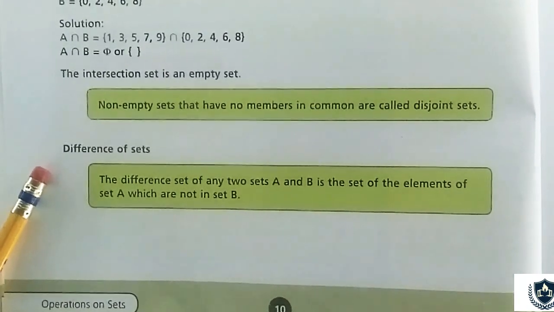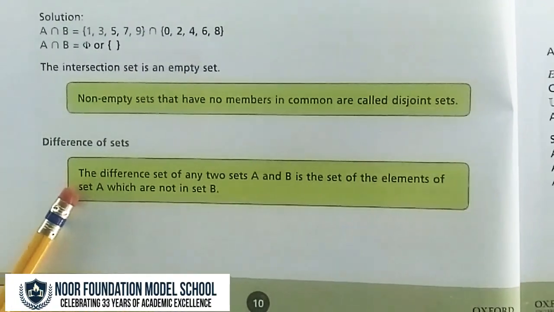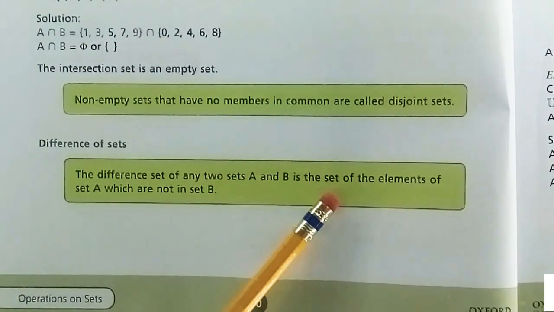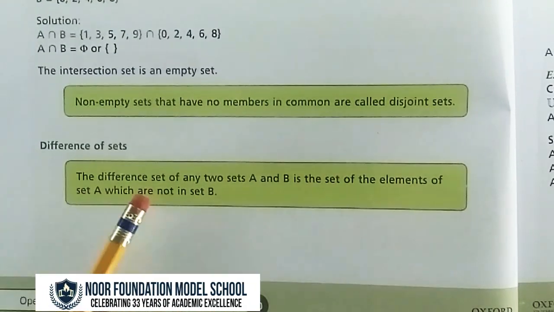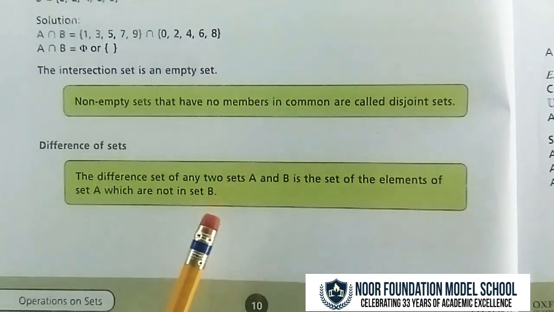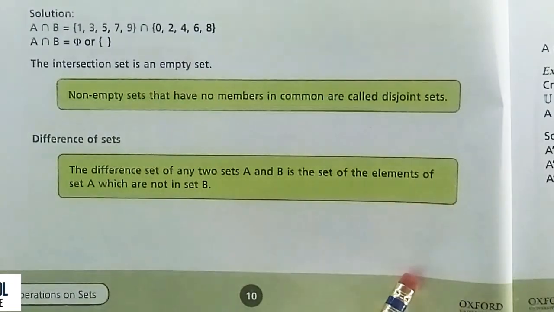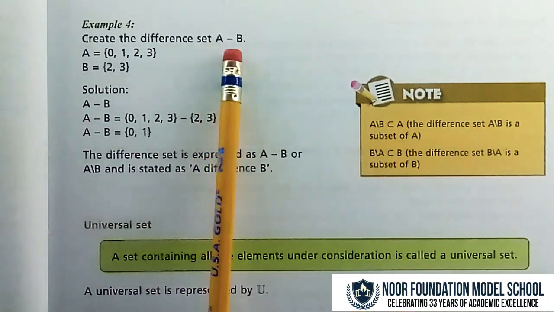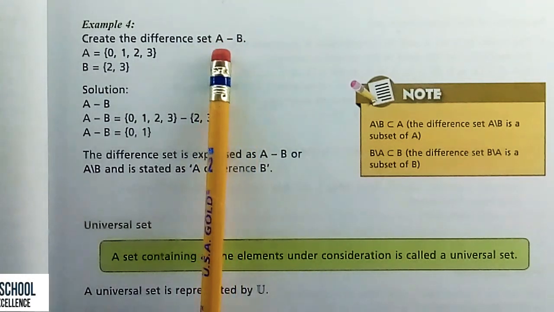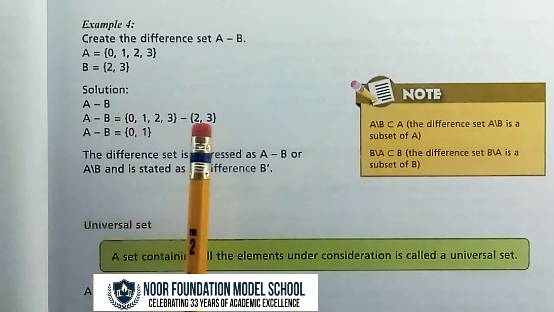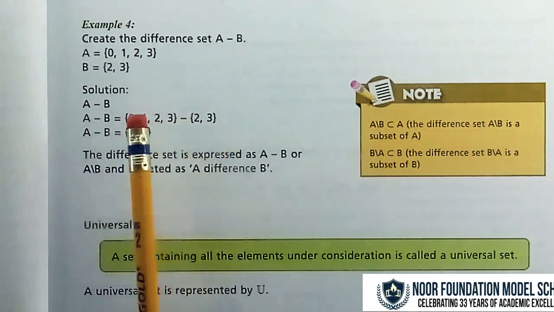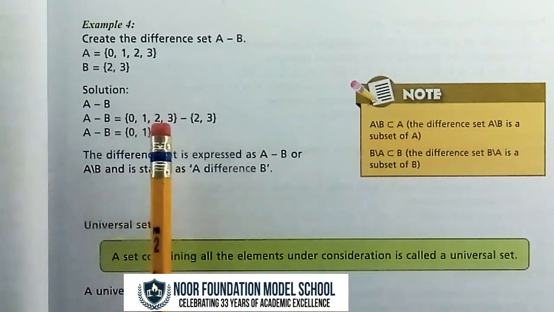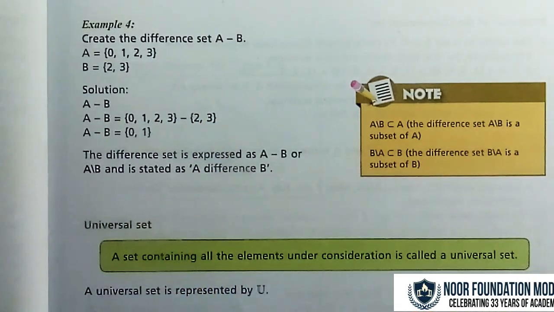Difference of sets. The difference set of any two sets A and B is the set of the elements of set A which are not in set B. So if we are finding difference of A and B, so difference of the set A and B means A minus B. All the elements of A that are not in B. So in this way 2 and 3 are cancelled out and 0 and 1. The elements of set A that are not present in set B.